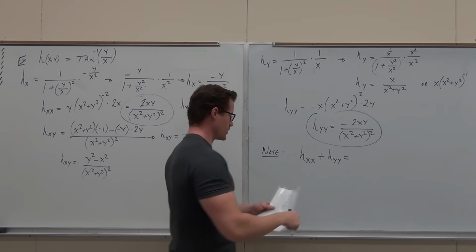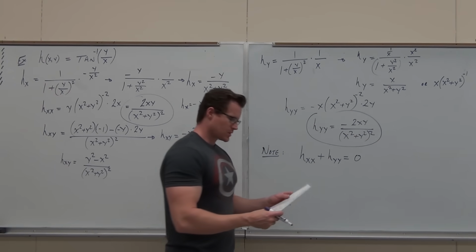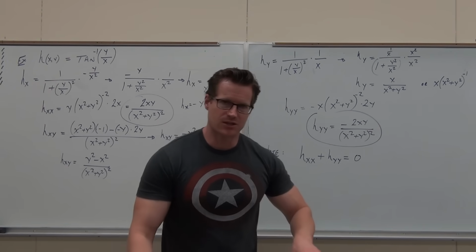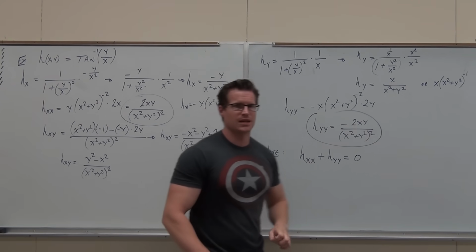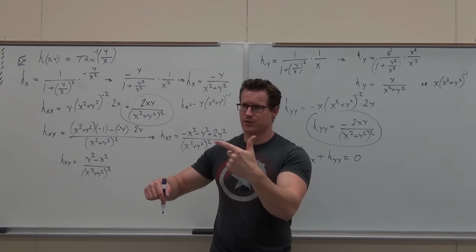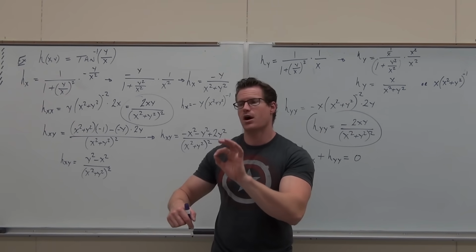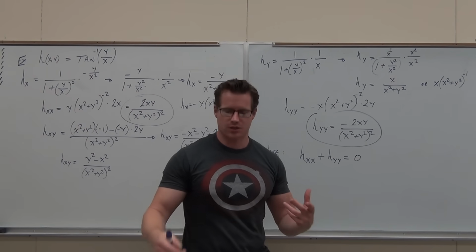If I add this plus that, I will get 0 because they're exactly the same thing with different signs. Whenever that happens, when h sub xx plus h sub yy equals 0, that's called a Laplace equation if h satisfies this. So this original thing is a Laplace equation. The second derivative with respect to x, both times, equals the second derivative with respect to y, both times, but they're opposite signs. So that equation right there is considered to be a Laplace equation.